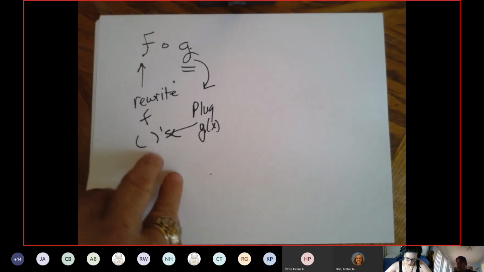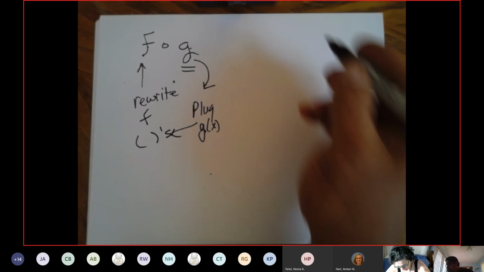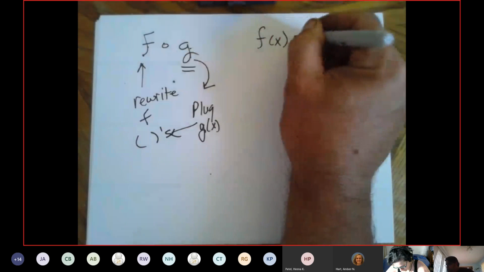Okay, so let's do one. Let's do a simple one. Let's do f of x is equal to x plus 4.